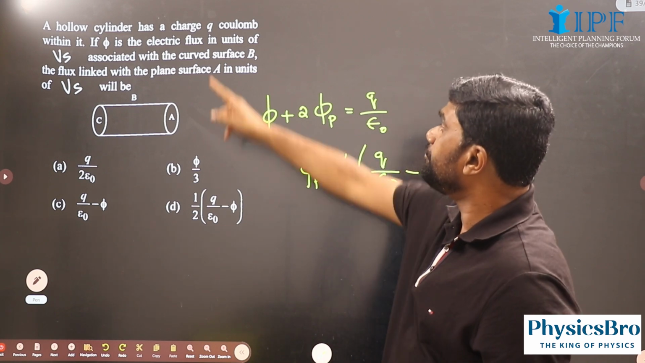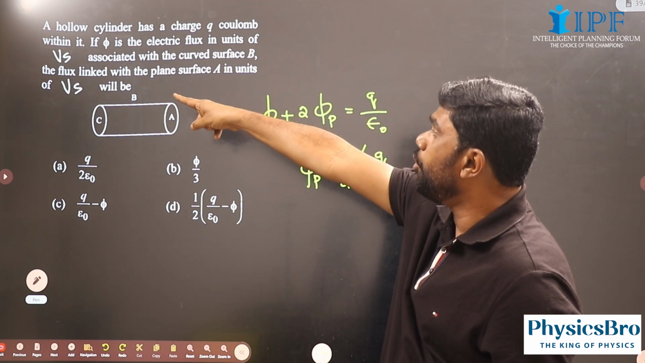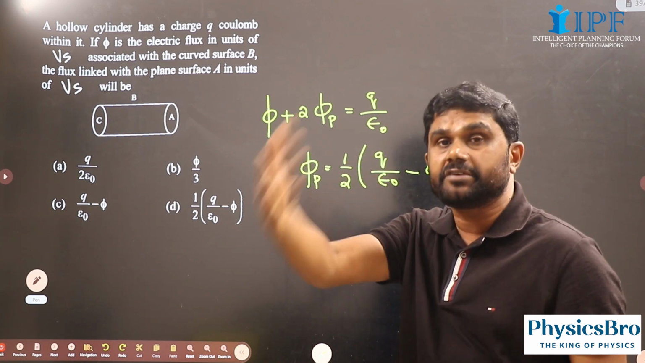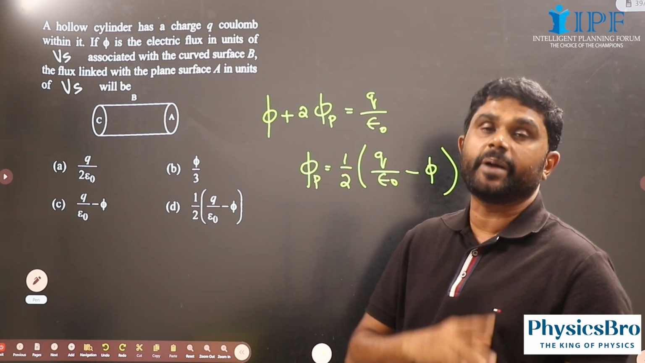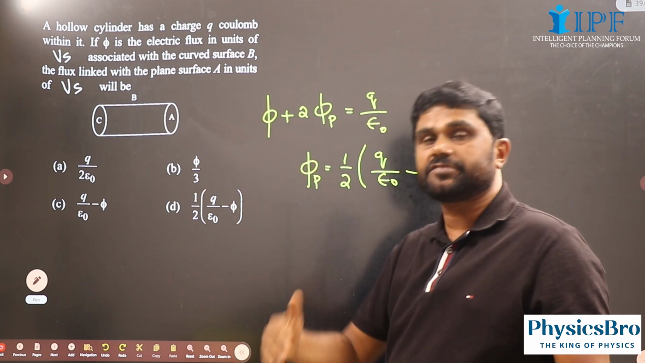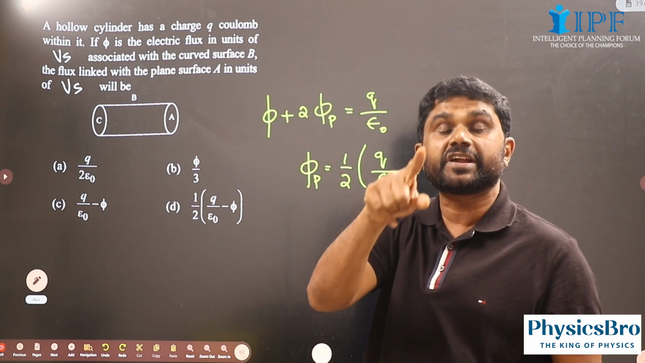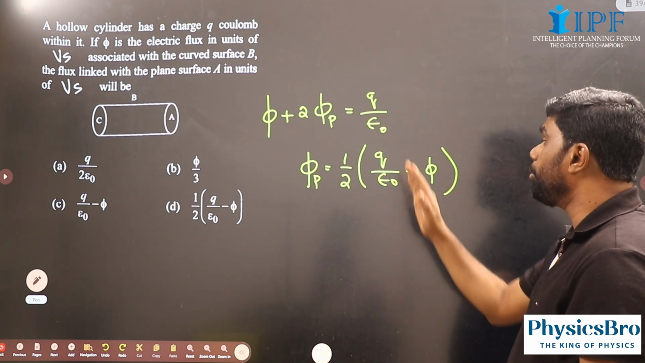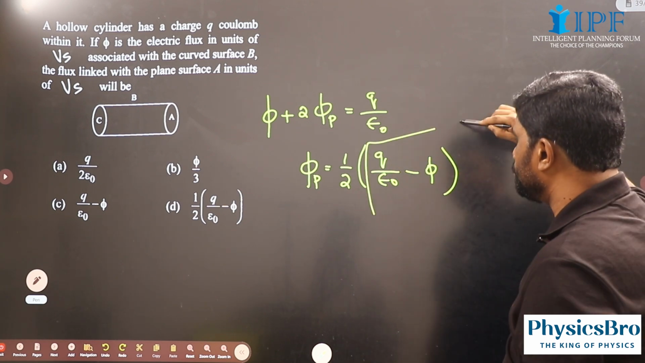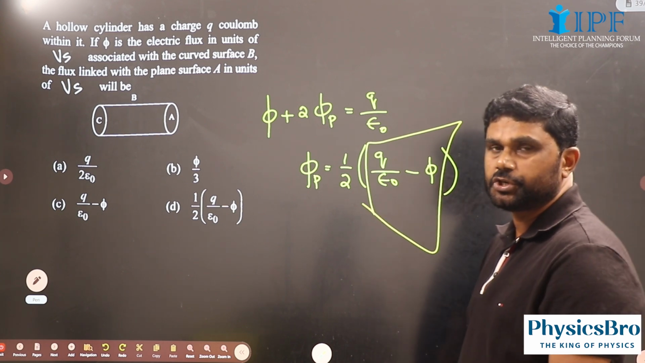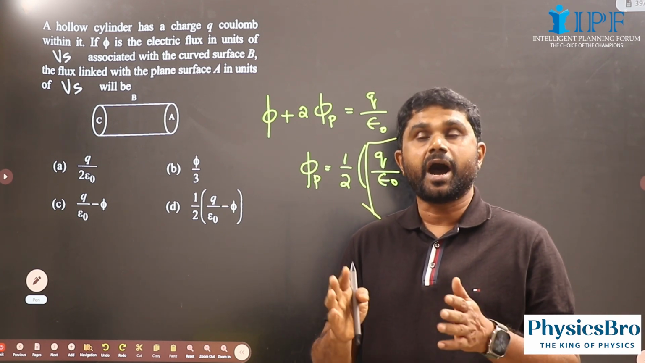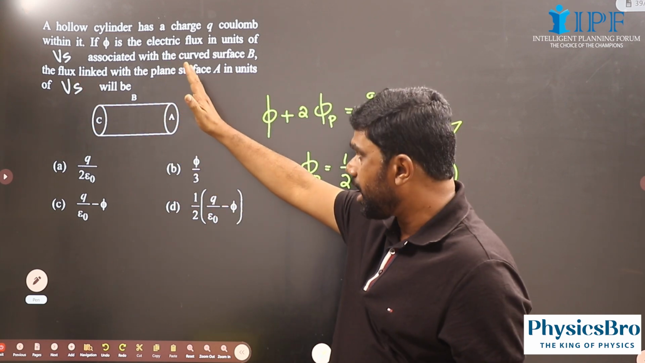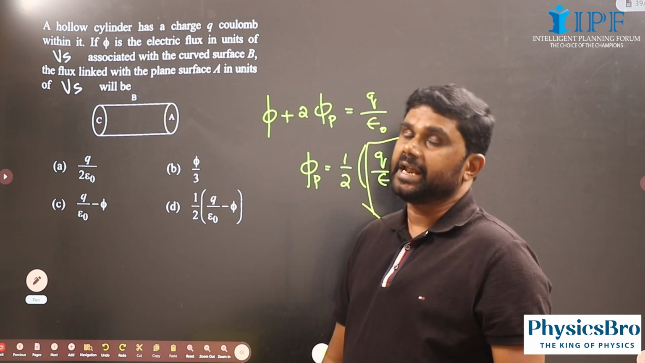Okay. Now let's see, if phi is the electric flux in units of volt second associated with a curved surface, phi is the flux through the curved surface. Total flux is q by epsilon 0. Flux through the curved surface is phi. So the flux through the end faces will be q by epsilon 0 minus phi. This is the flux through end faces. Q by epsilon 0 minus phi, of which half of it will be through this left end face and the remaining half will be through the right end face.